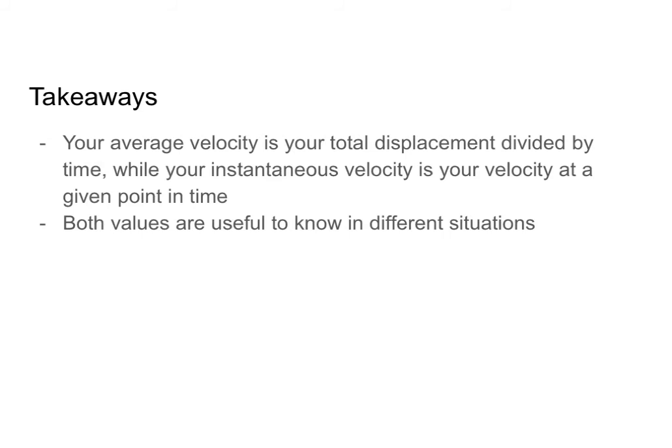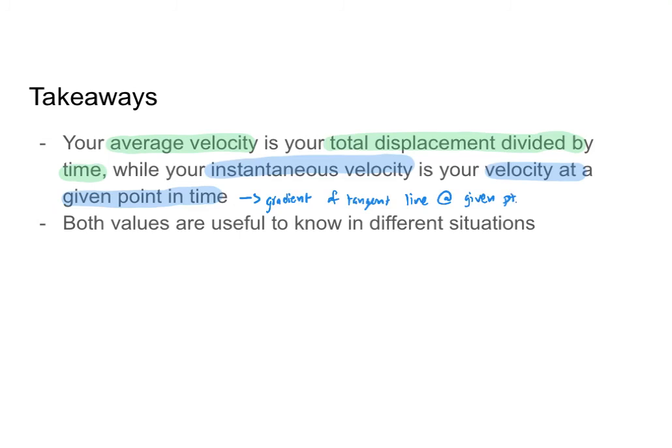So let's talk takeaways. First of all, your average velocity is your total displacement divided by your total time, while your instantaneous velocity is your velocity at a given point in time. And the way that we're going to find the instantaneous velocity is the gradient of the tangent line at that given point in time. And finally, both your average velocity and your instantaneous velocity are useful to know depending on your situation.